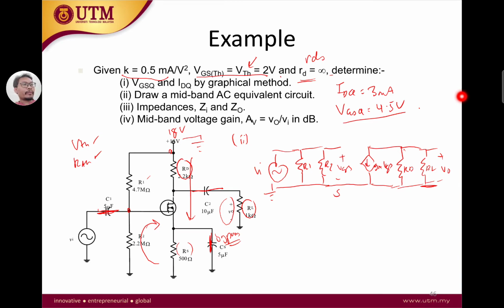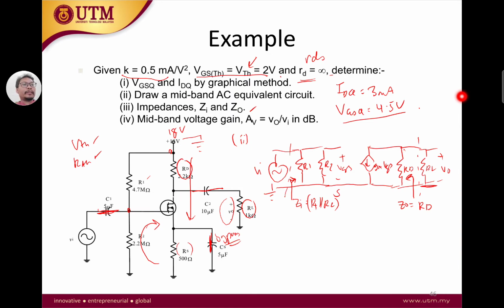Number 2 done. Just some notation here: our Zi is here and our Z out is here, not including RL and not including V in. So what is the resistance seen at the input of the gate? R1, R2 in parallel. And Z out is simply RD, without the RDS.